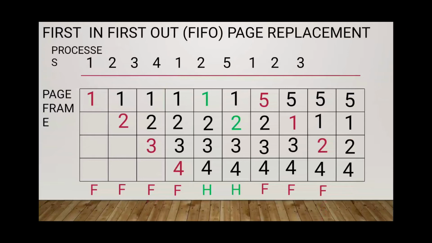If we look at that column, page 4 is the next page that came in. So page 4 will be replaced with page 3, then a page fault occurs. In this algorithm, there are at least 8 page faults. So this is the FIFO page replacement.